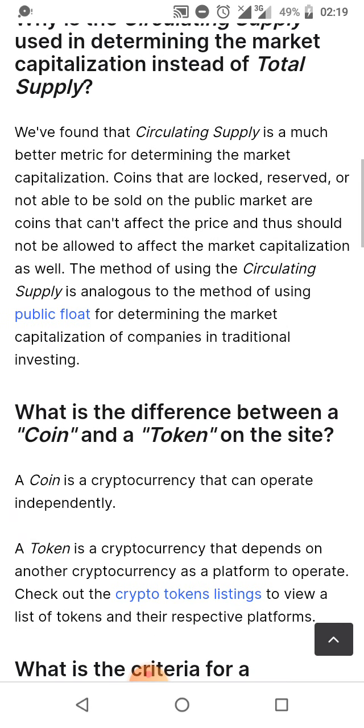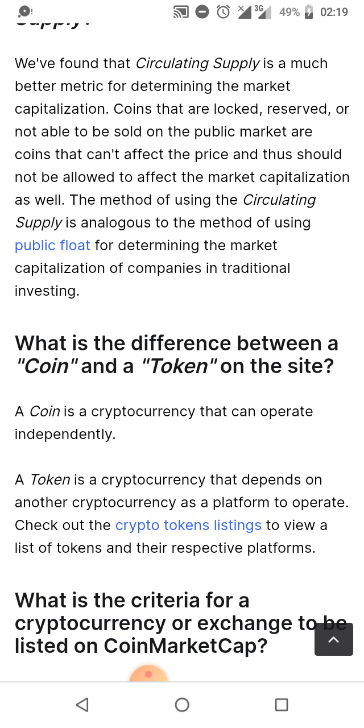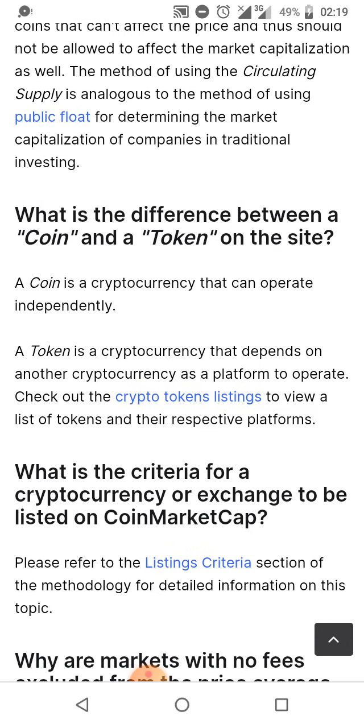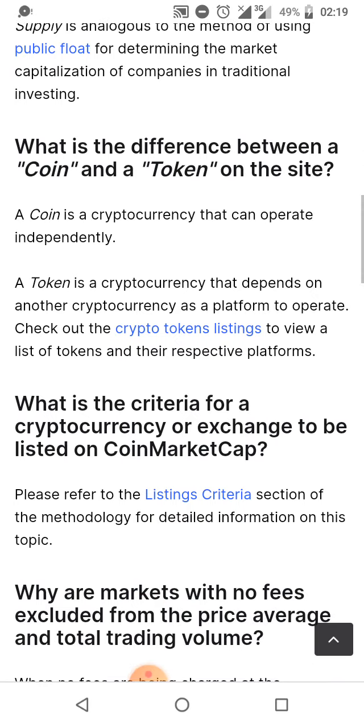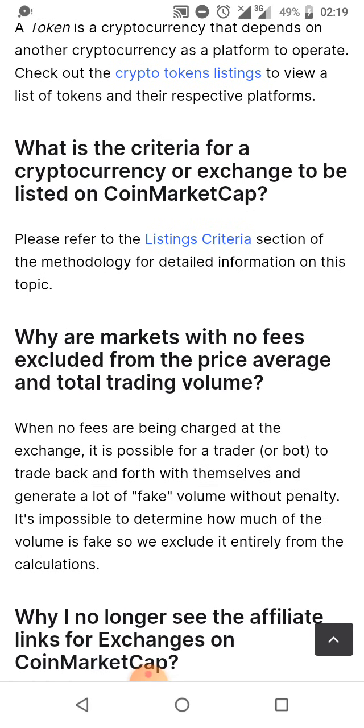The next question here we have, what is the difference between a coin and a token on the site? A coin is a cryptocurrency that can operate independently, while a token is a cryptocurrency that depends on another cryptocurrency as a platform to operate. So you can check out the list of crypto tokens here. I'll be dropping the link to this particular page so you can get more access to it. So what is the criteria for a cryptocurrency or exchange to be listed on CoinMarketCap?